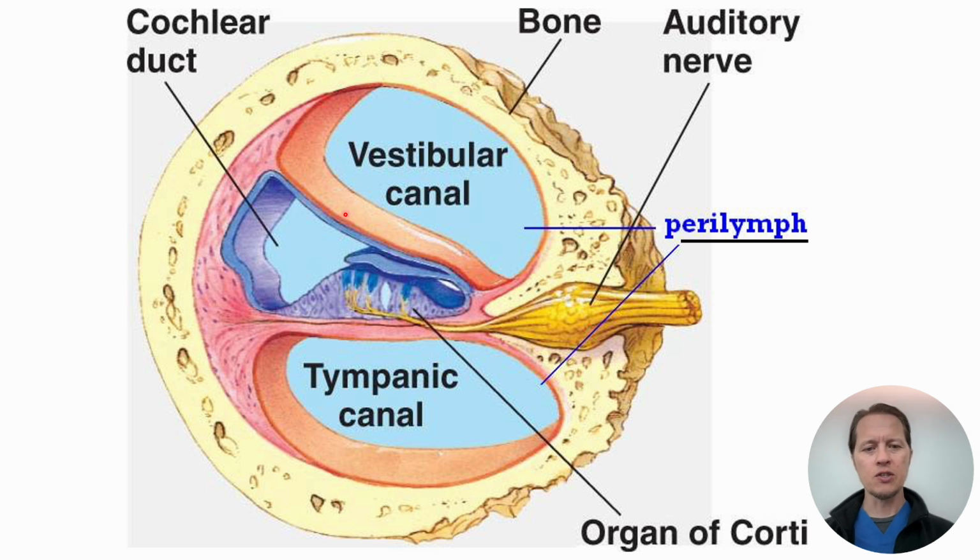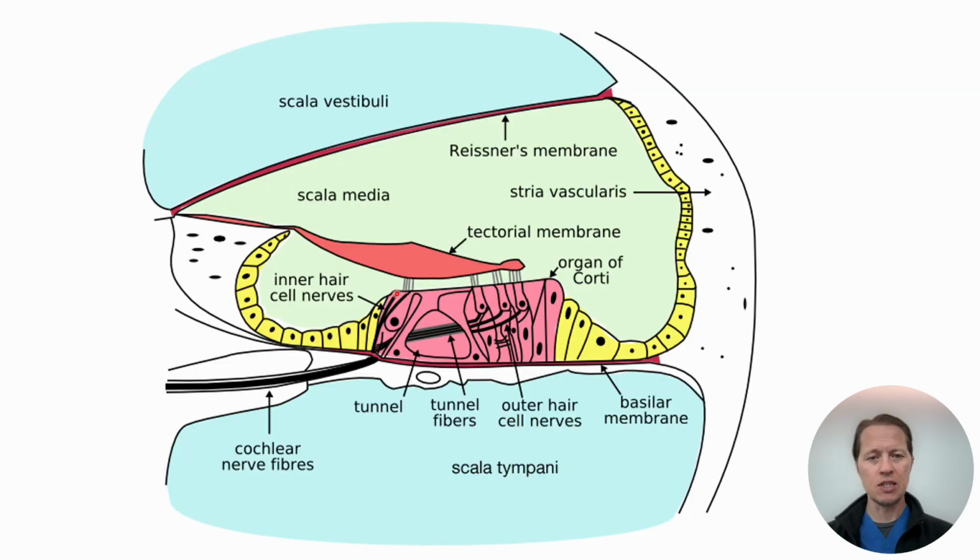In between, there's these membranes that separate these canals, and importantly, that's where we get the vibration and the electrical signal changes. So let's talk about that. Between the vestibular canal and the cochlear duct, we have Reissner's membrane that does vibrate and shake and transmits those impulses down here. Same thing below scala tympani.